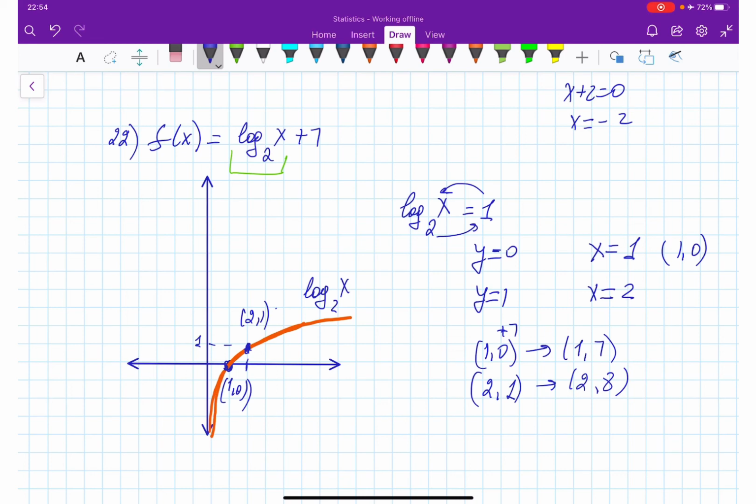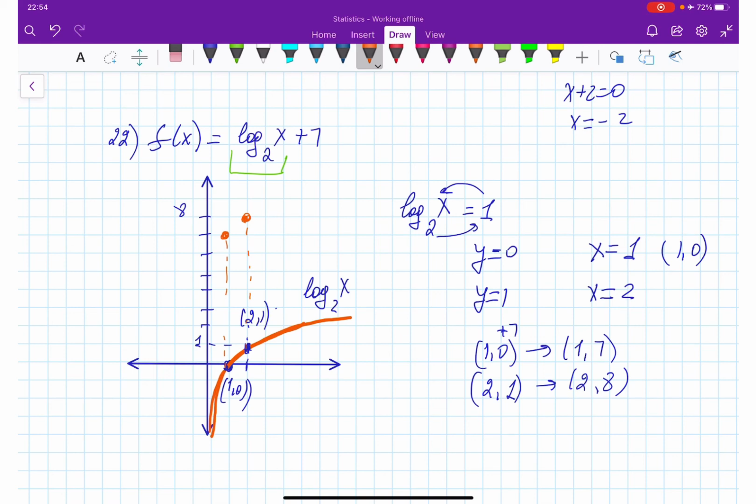Okay, so 2 is coming, where is 8? 1, 2, 3, 4, 5, 6, 7, 8. So 2 is coming to 8. And 1 and 0 comes to 1 and 7. 1 and 7. Yes?